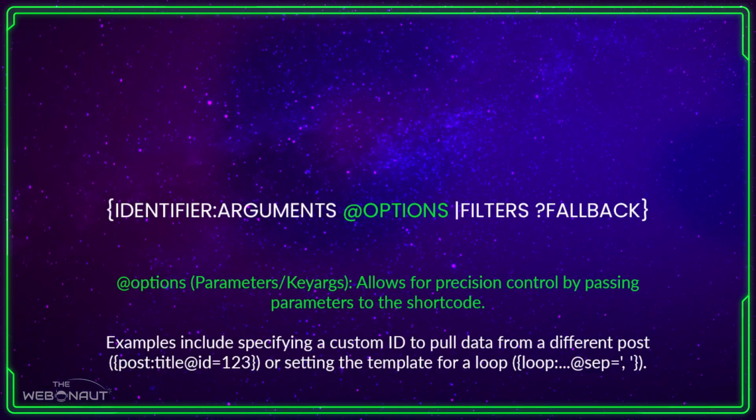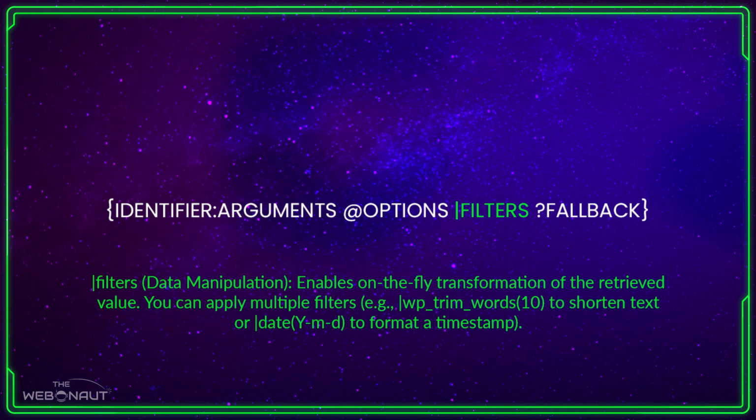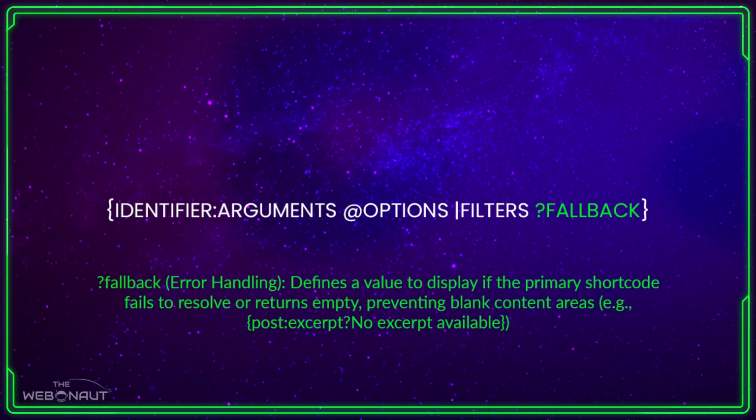Furthermore, we have the options, and those are the parameters or key arguments, and this allows for precise control by passing parameters to the shortcode. Examples include specifying a custom ID to pull data from a different post or setting a template for a loop. The next part is the filters, that's the data manipulation, and it enables on-the-fly transformation of the retrieved value. You can apply multiple filters to, for example, shorten the text or format a timestamp. Last, we have the fallback, and that's for error handling. It defines the value to display if the primary shortcode fails to resolve or returns empty, and that prevents blank content areas, obviously.